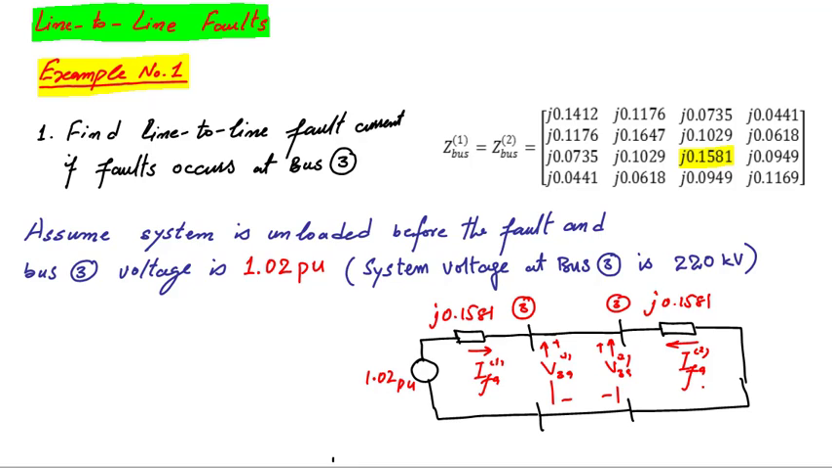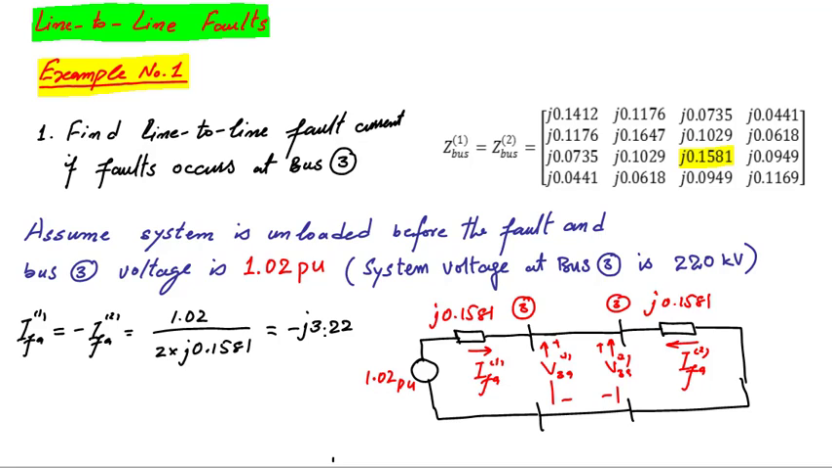Now the first step in unsymmetrical fault analysis is the calculation of the symmetrical components of fault current. So here we can use the formula IF a positive sequence is equal to IF a negative sequence, that is equal to Vf divided by the total impedance of the loop, and that current is equal to minus j 3.2258 per unit. So by calculating this positive sequence and negative sequence component of fault current, we have calculated all three components. Zero sequence is already known to us, that is 0. Positive and negative can be calculated from here, this is positive. If we remove this minus sign, that becomes j 3.2258 per unit, which is the negative sequence.